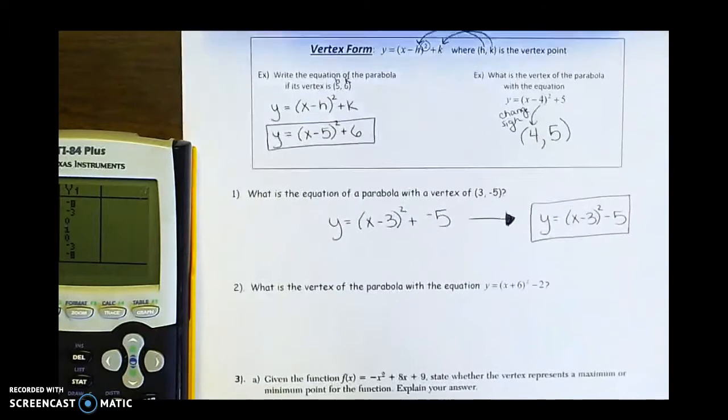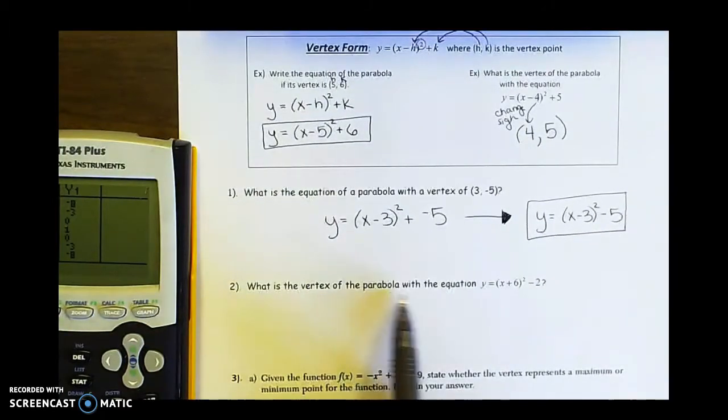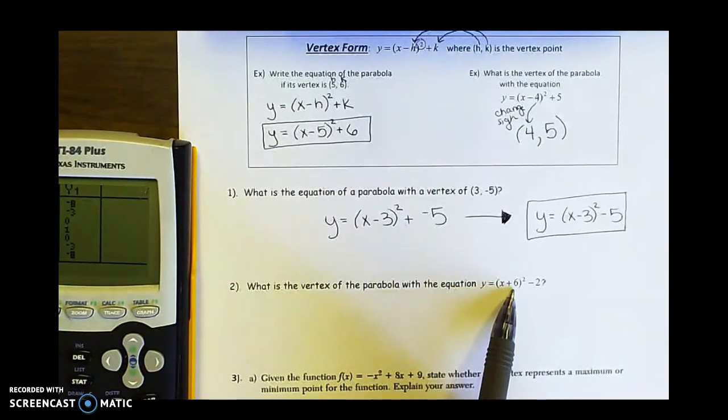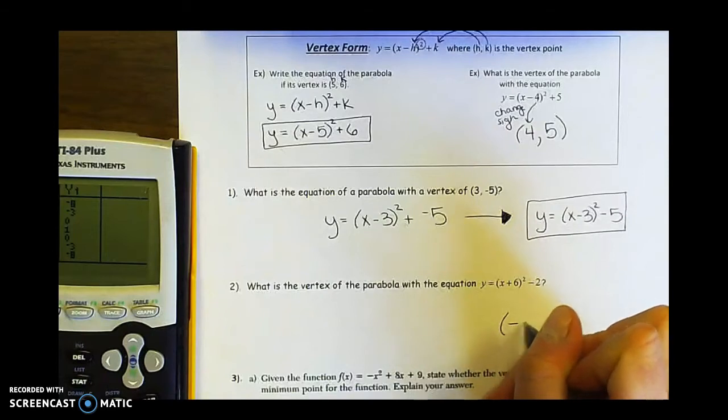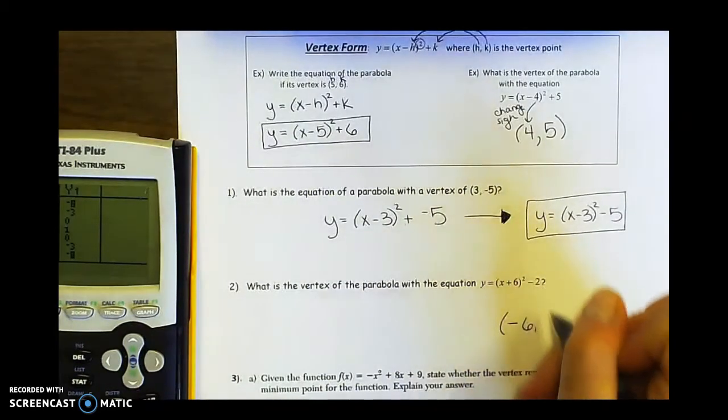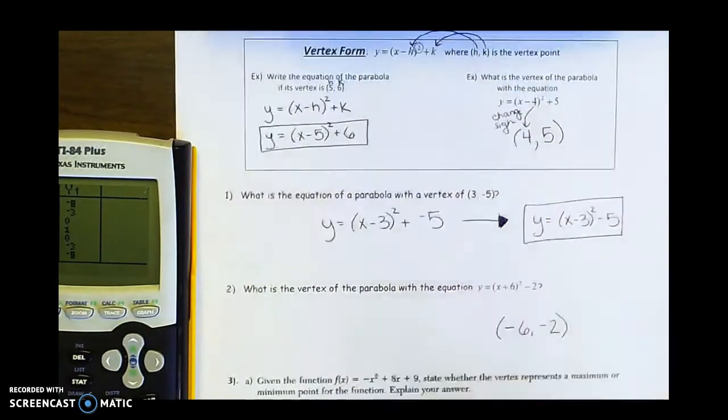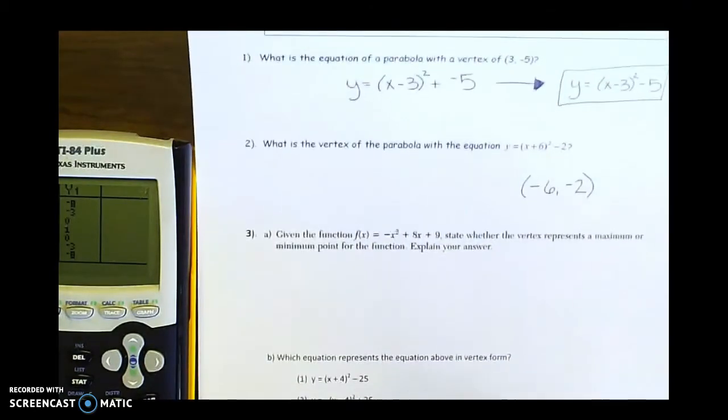Okay, next, let's take a look at number 2. What is the vertex of the parabola with the equation given? Take a moment and try that out. All right, so remember, you have to change the sign, so it becomes -6, and the -2 stays -2, and you've got your vertex. Okay, next up, question number 3.